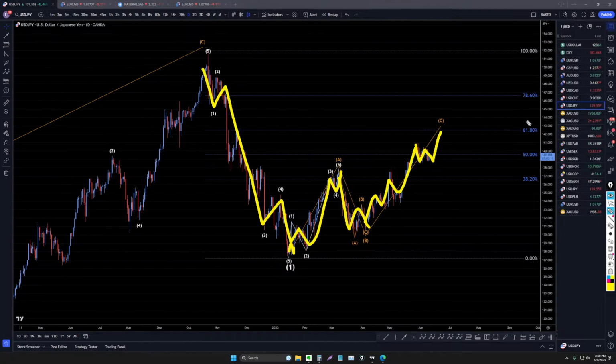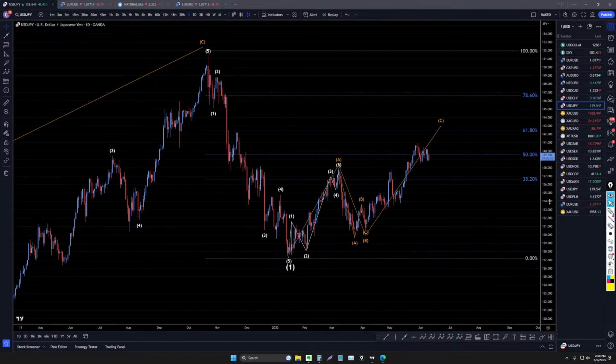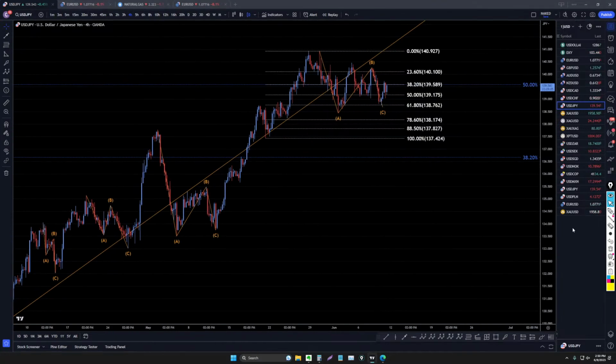I think we're going out to at least a 61.8 to finish this wave C before we make an impulsive move down, break structure, and end up continuing the downtrend. So we're definitely going up on this one, I believe, but I think that's more of a yen thing than anything. If you look at all the yen pairs, which we're going to in a little while, you'll see that they're all still trending up.